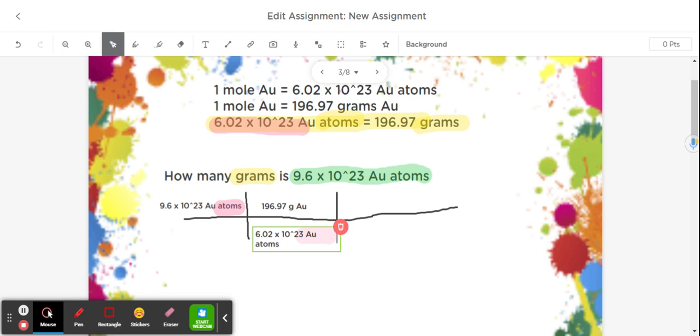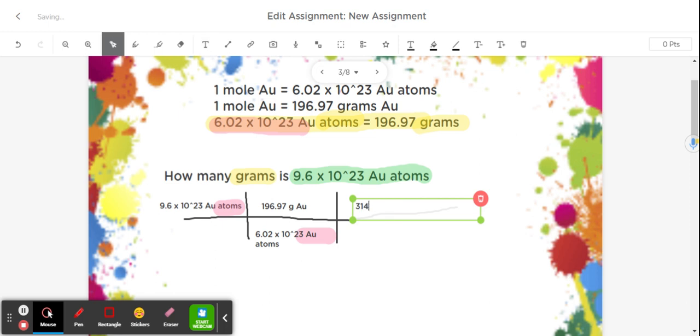Now, please, when you do this math, this is one of the harder things to plug in. We're going to take our given, so type your given into your calculator first, 9.6 times 10 to the 23rd. Now you're going to multiply by the number on the top, 196.97. And then we're going to divide by the number on the bottom. So the bottom number is 6.02 times 10 to the 23rd.